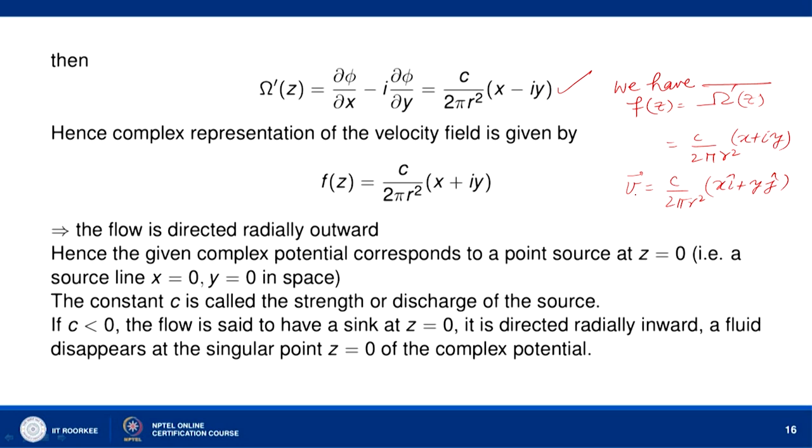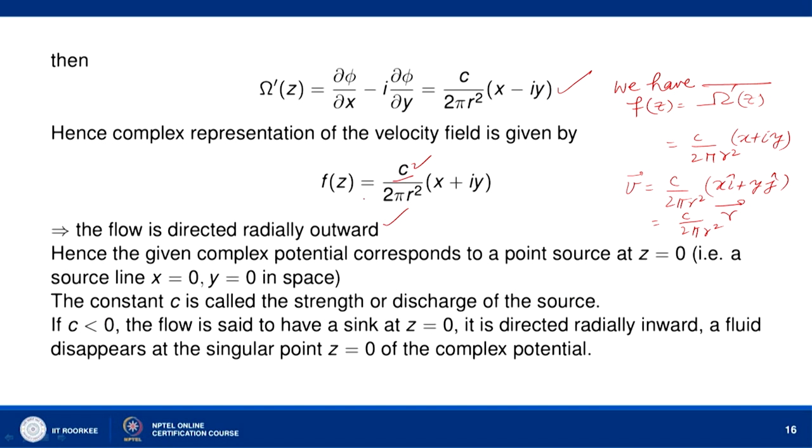So this means that the velocity vector is along the direction of x i plus y j vector, okay. That is, the flow is directed radially outside, c over 2 pi r square into the r vector, in the direction of the r vector. The flow is in the direction of the r vector, that means it is directed radially outward. Hence the given complex potential corresponds to a point source at z equal to 0, that is a source line x equal to 0, y equal to 0 in space. The constant c is called the strength or the discharge of the source.